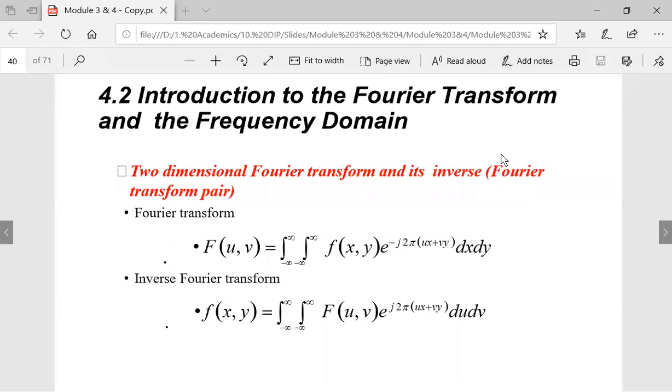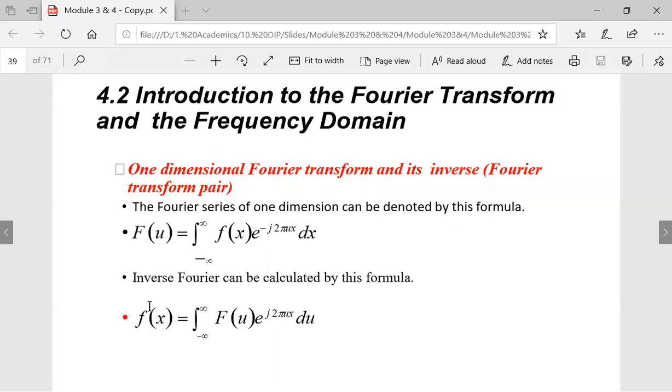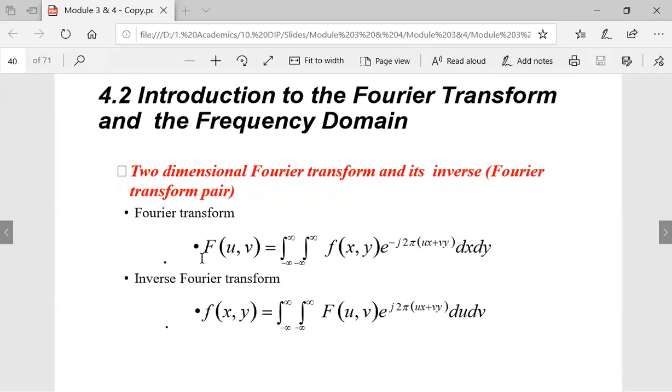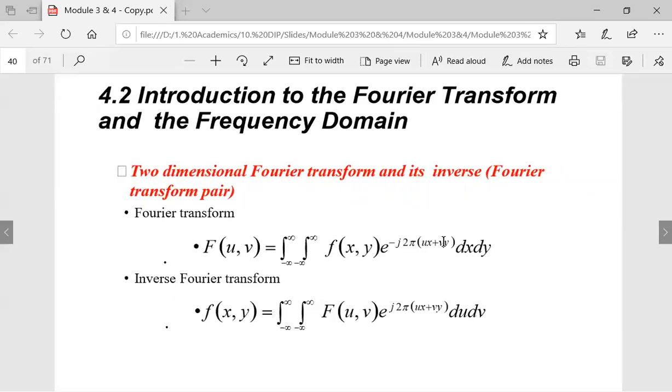Now let us see two-dimensional. In the previous slide, we have seen F of u and f of x. Here, in two dimensions, we are seeing F of u comma v and f of x comma y. So F of u comma v can be written as the double integration from minus infinity to infinity of f of x comma y into e to the power of minus j 2 pi (ux plus vy). Earlier only ux was there; here it is ux plus vy, because it is a two-dimensional Fourier transform. The inverse of that can be written as f of x comma y.